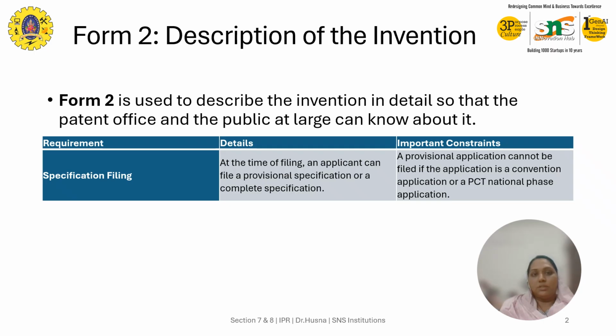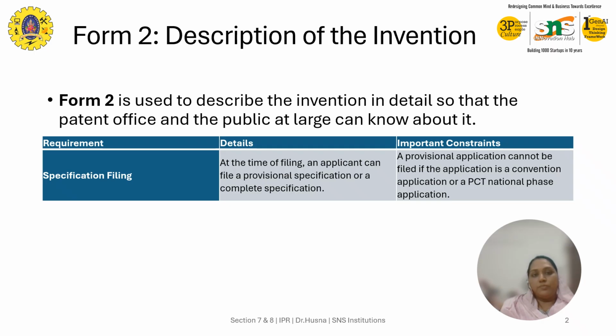The complete specification is mandatory for examination and should include the field of invention, background of the invention and prior art, objective, summary of the invention, and detailed description of the invention with drawings, claims, and abstract.